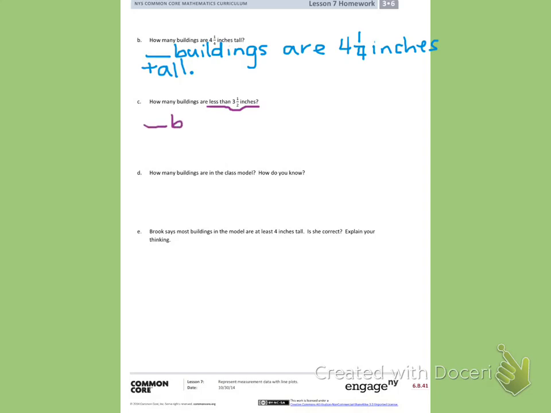Blank buildings are less than 3½ inches.